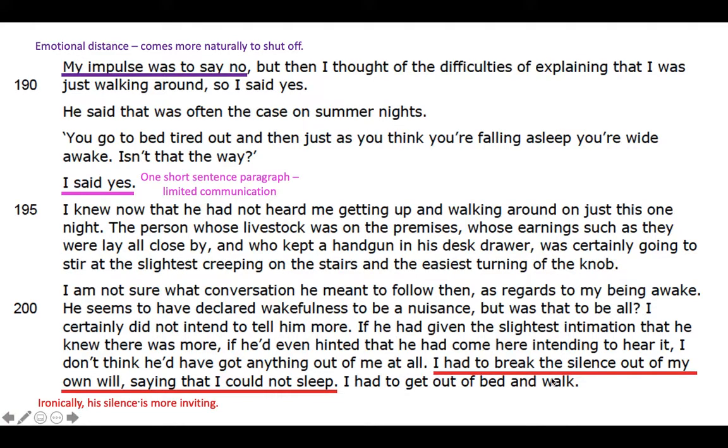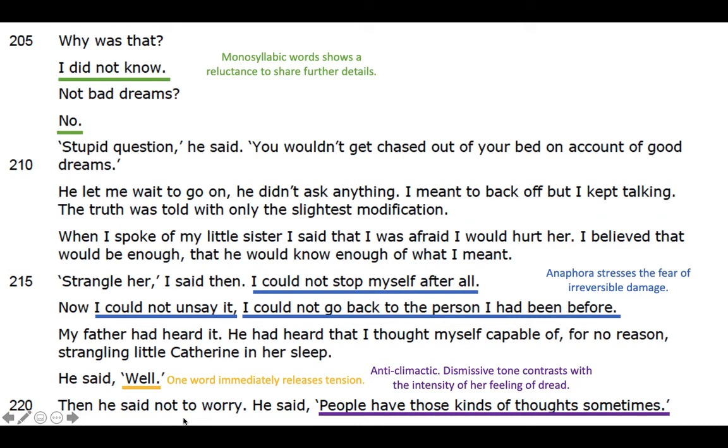She felt the need to break the silence and told him that she couldn't sleep. So it just makes you reflect on the way we handle situations, and we think it's the best way, but maybe it's not always. Look at the monosyllabic words, okay, shows kind of a reluctance to share any further details. "I did not know. No." Okay, and he does try and relieve the tension.